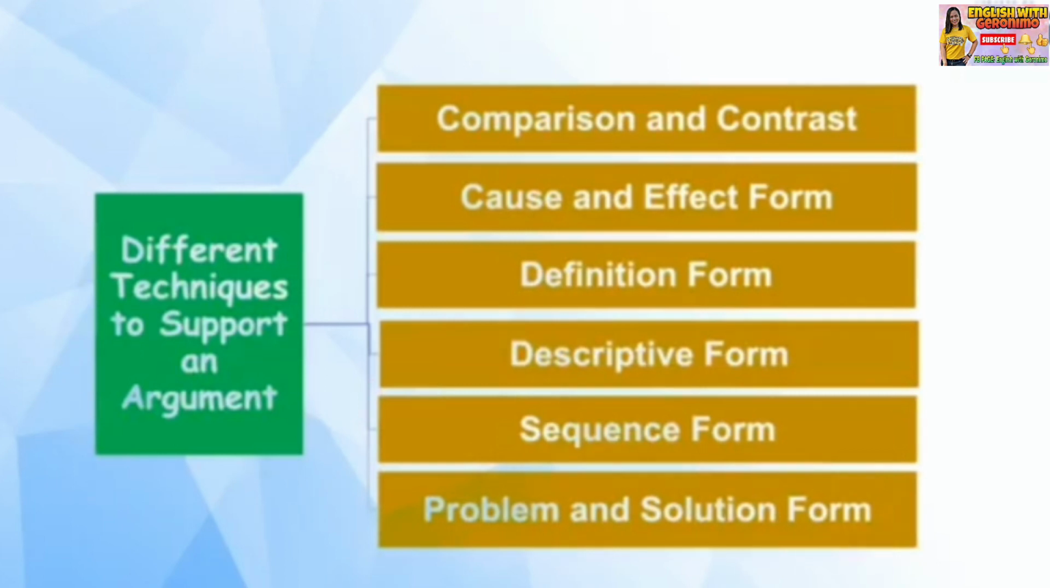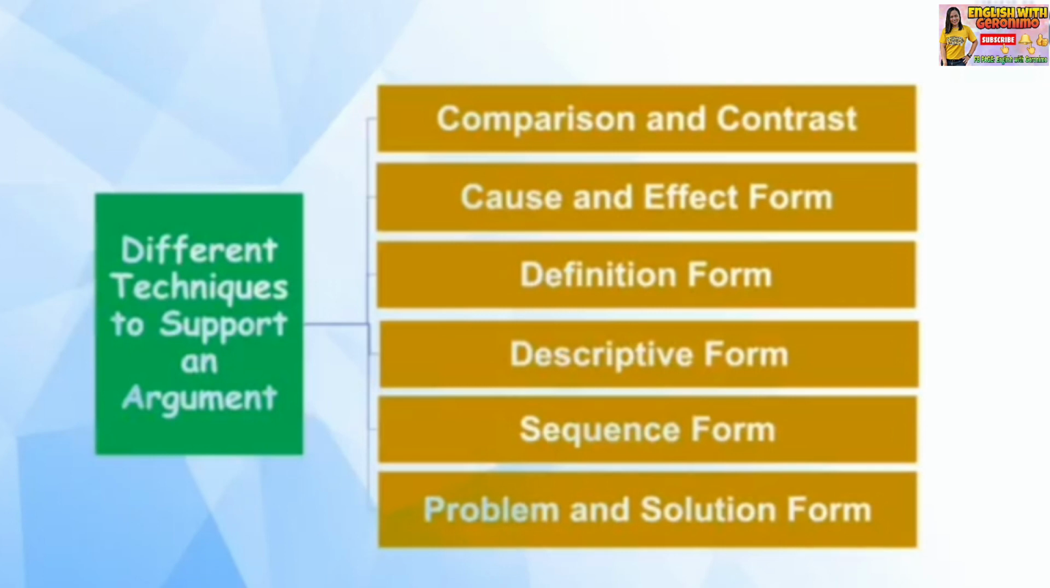Next is descriptive form. In the descriptive form, you can include detailed descriptions about the topic. You will have to mention even the smallest details about it. Another one is sequence form. In the sequence form, you have to write in a specific order. You can either discuss a process or some chain of events.